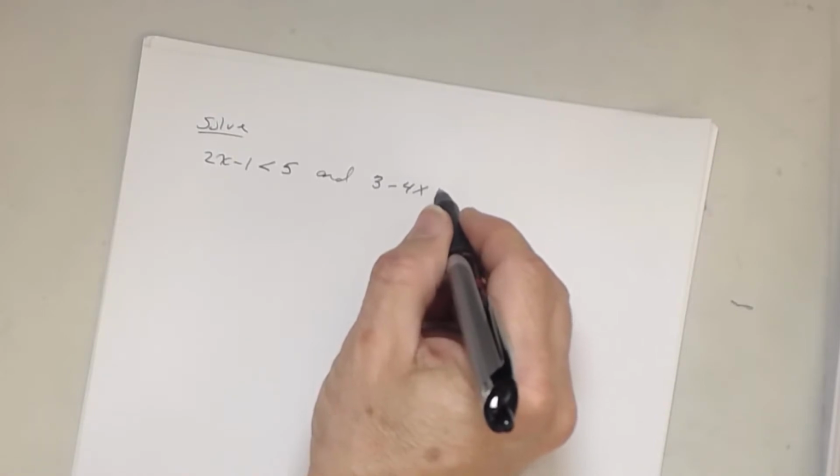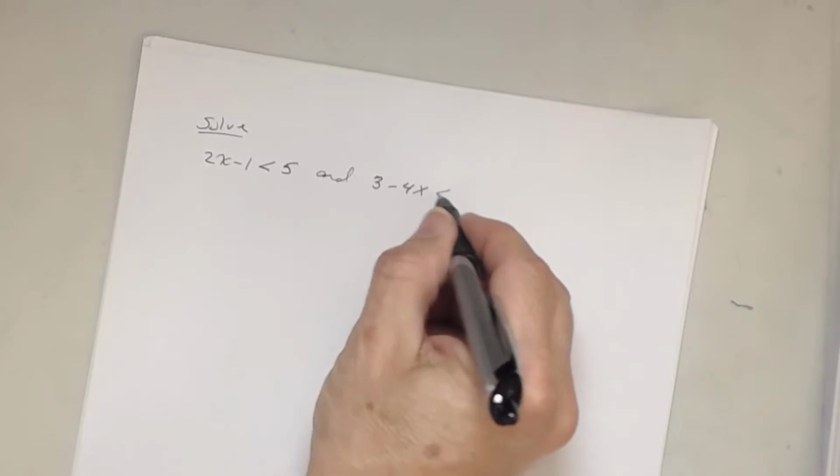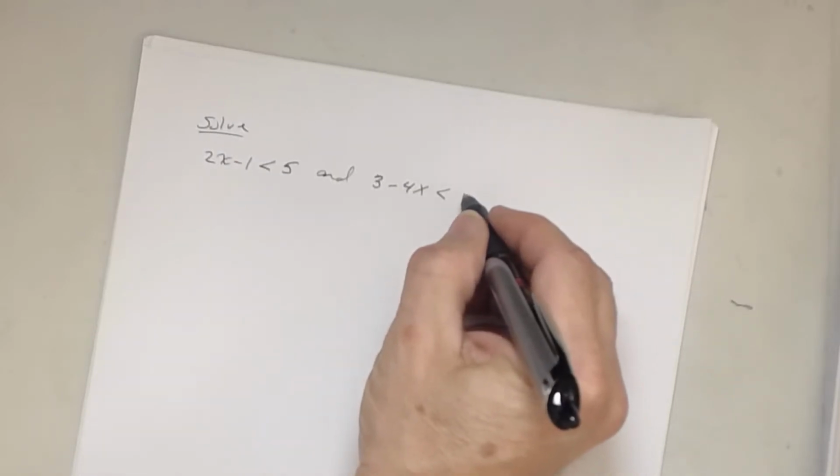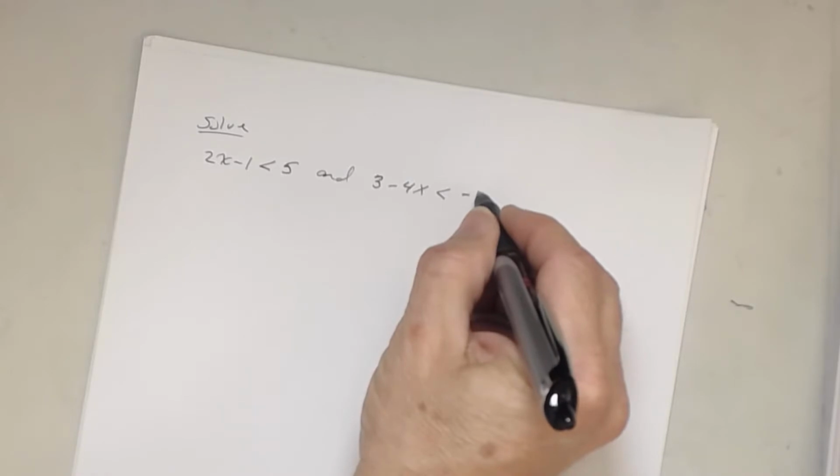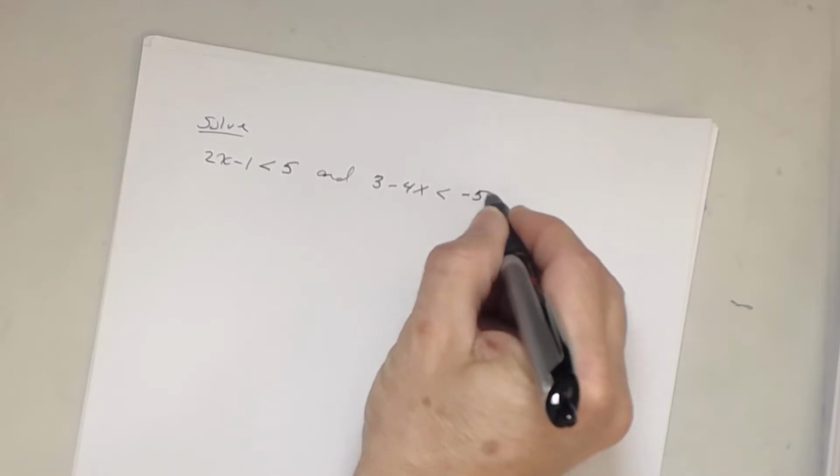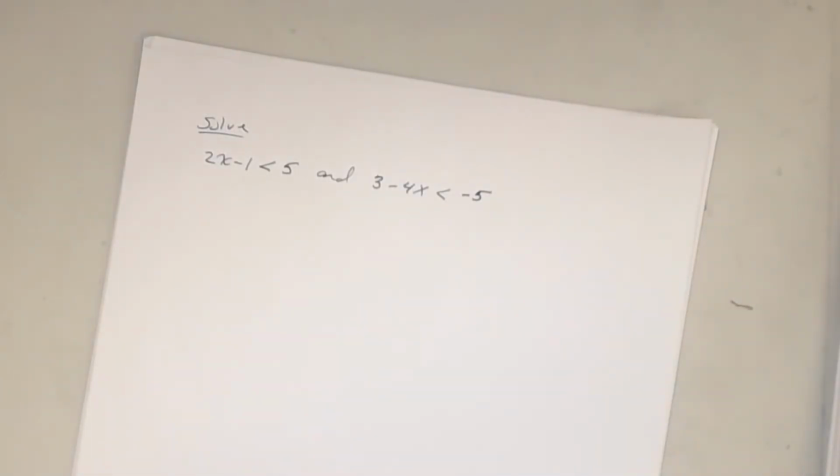Let's say it's less than negative 5. Okay. All right.